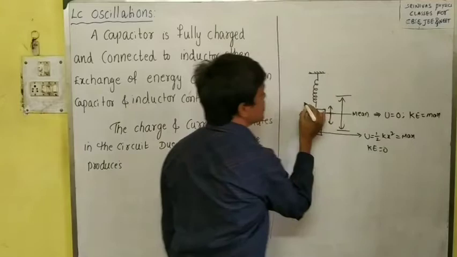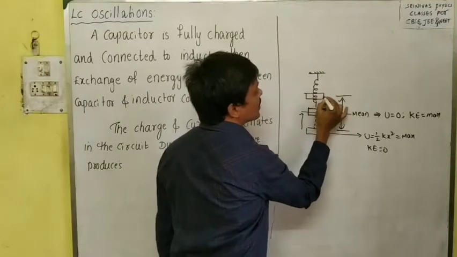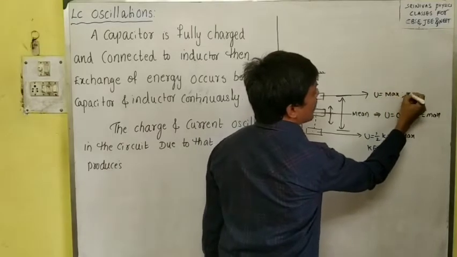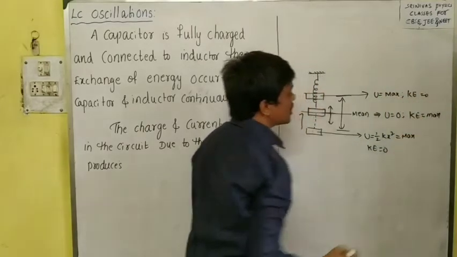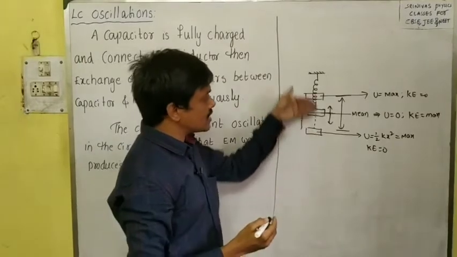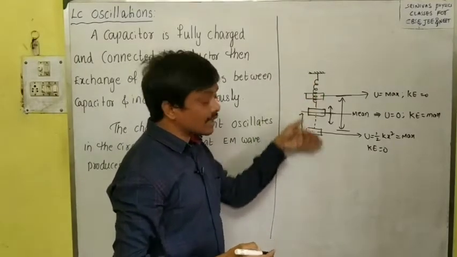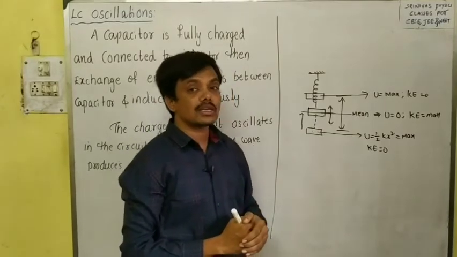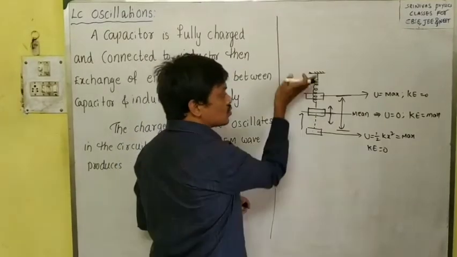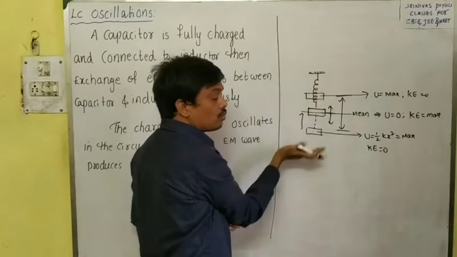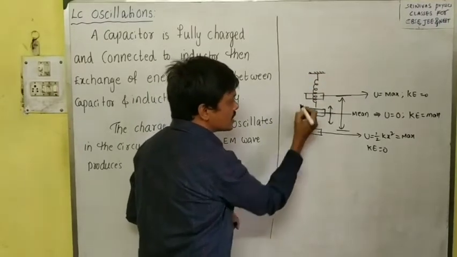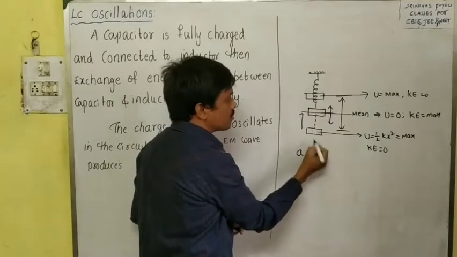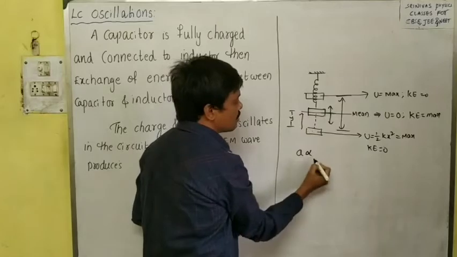With that kinetic energy, it will go upward, and at this location the potential energy again becomes maximum and kinetic energy becomes minimum. That means while doing the oscillations, the potential energy converts into kinetic energy, and the kinetic energy converts into potential energy. The total energy remains constant. And in this to and fro motion, the acceleration of the loaded spring is always directly proportional to its displacement in the opposite direction.